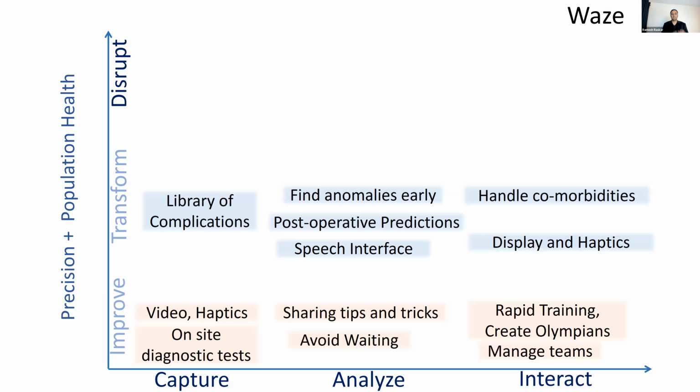So let's think about these three buckets: capture, analyze, and interact. Any digital system over time goes through three phases: improve, transform, and disrupt. In the beginning, you can imagine AR systems like Waze for surgeons. On capture, you have video and haptics and on-site diagnostic tests using AR. In terms of analyze, it's sharing tips with other surgeons, avoiding waiting, and so on. And in terms of interaction, we can train doctors very rapidly.